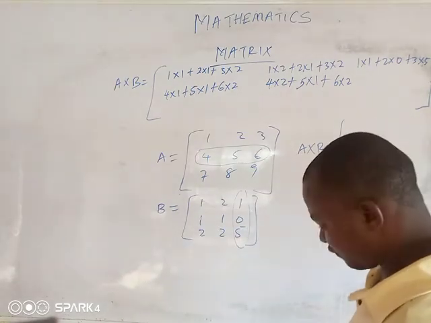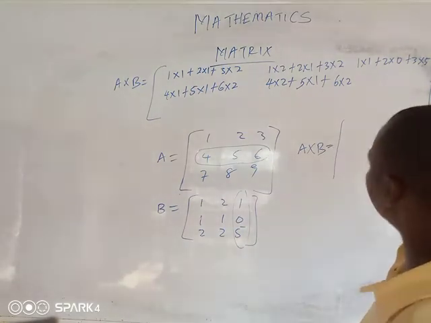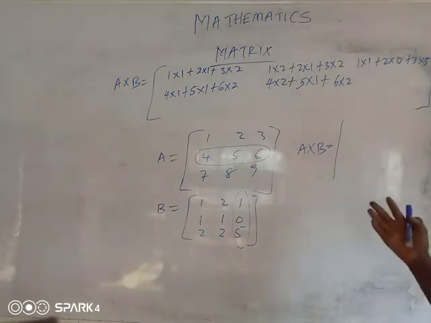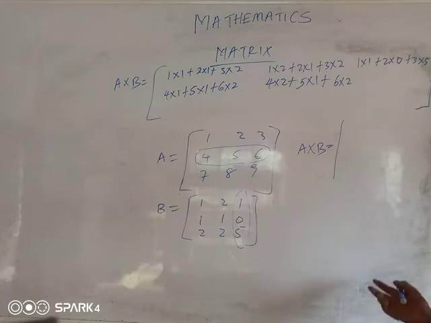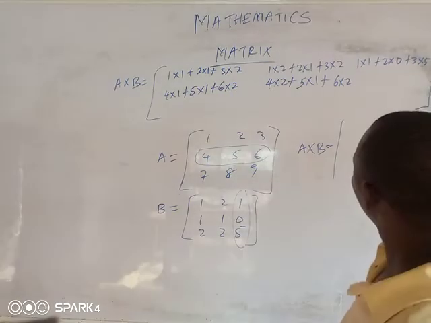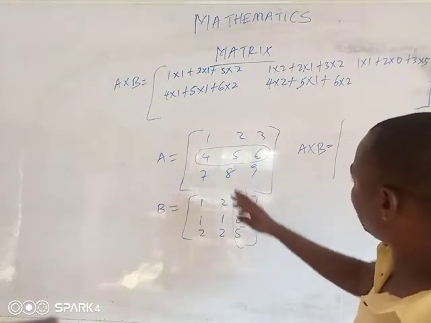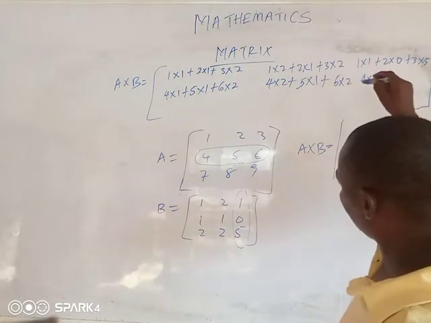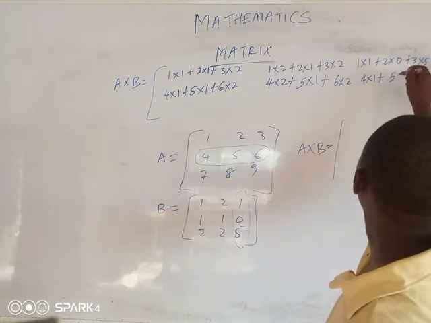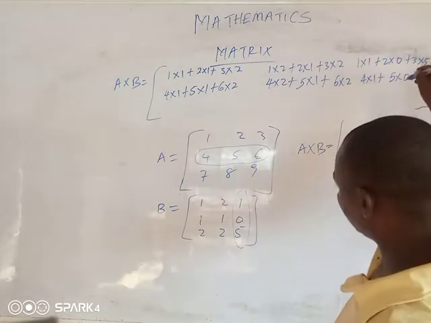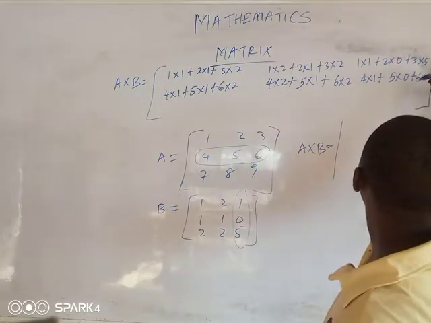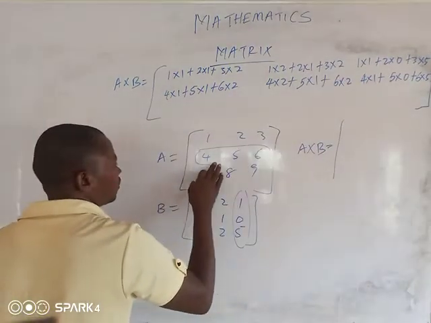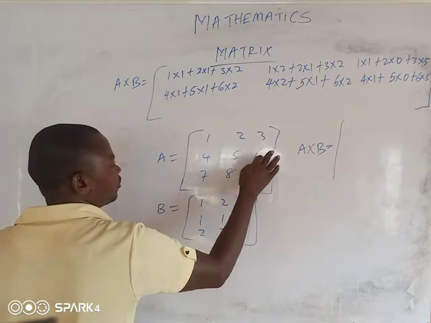So even if you are a kind of person that doesn't like calculation or you have phobia for it, with the steps I'm giving you, you'll be able to capture it. So I will also use it to multiply the 4 times 1 plus 5 times 0 plus 6 times 5. So I'm done using this.